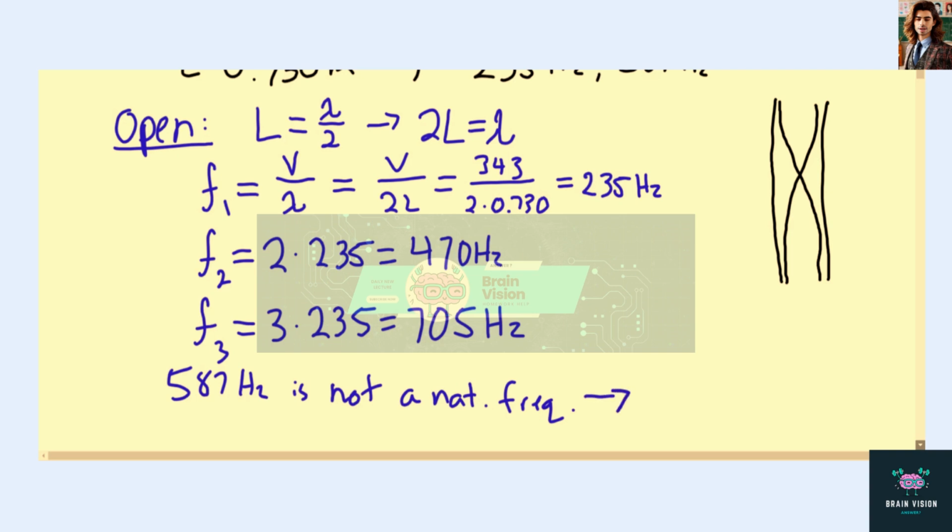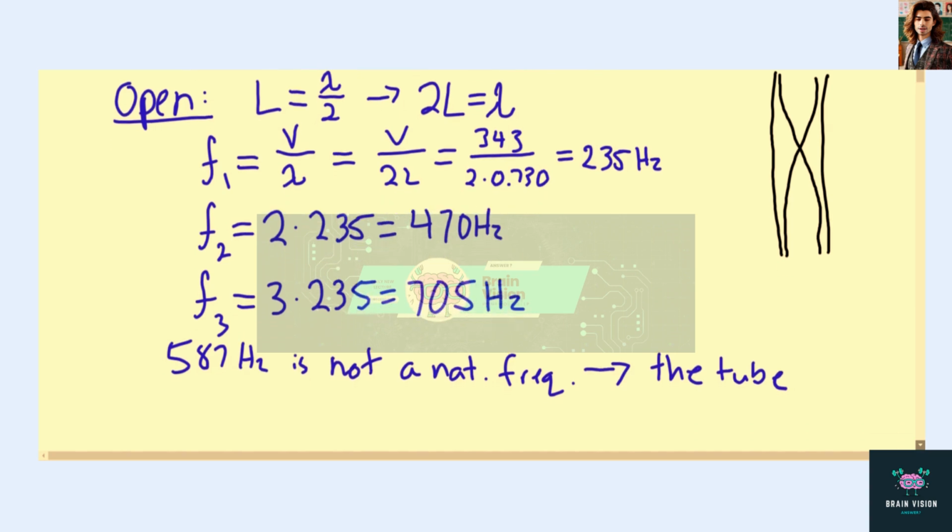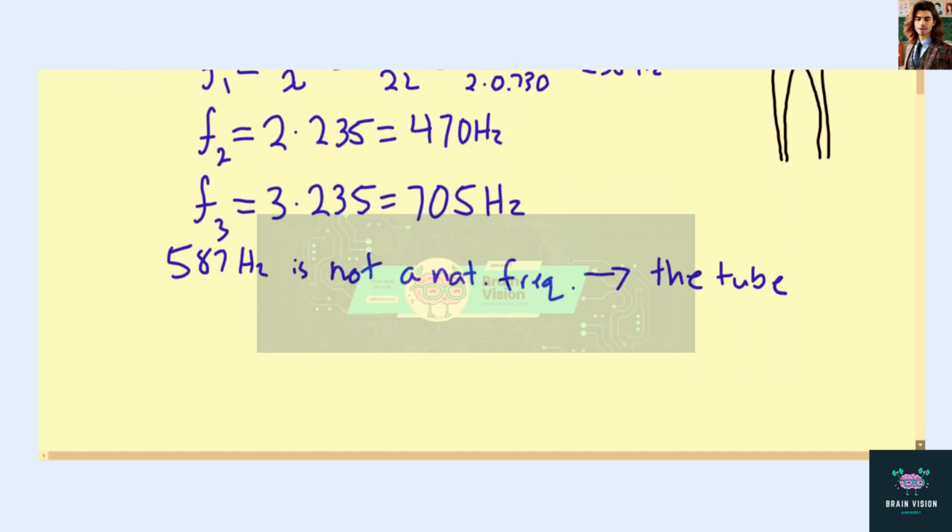So the tube can't be open at both ends. So we know that this scenario is impossible.